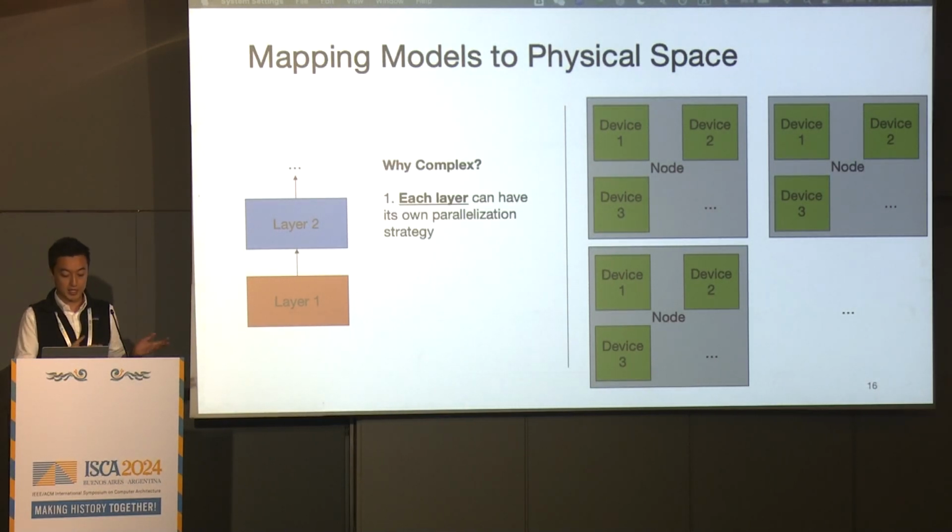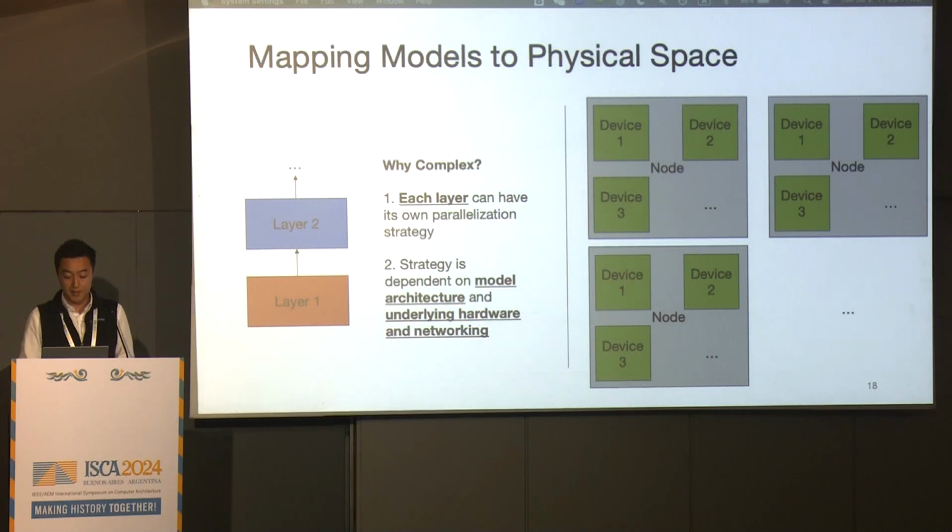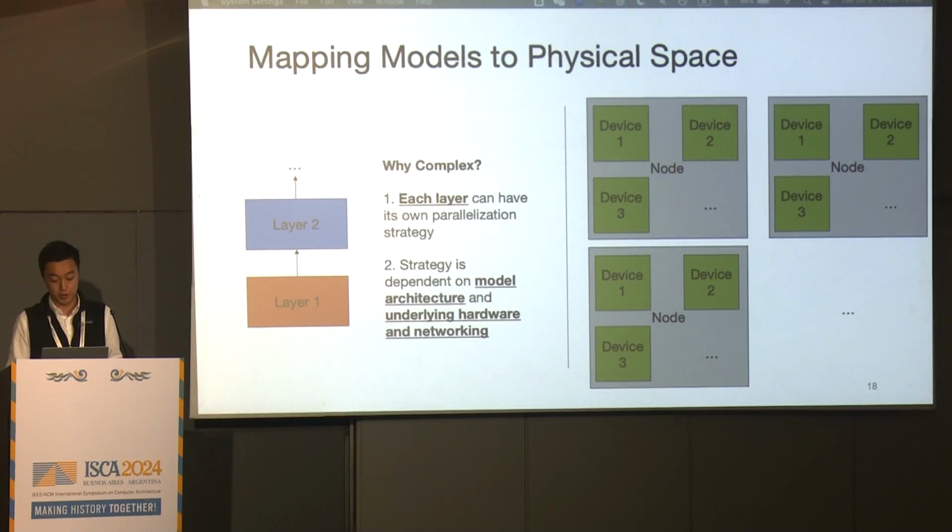As I said earlier, this mapping problem is quite complex for two reasons. Number one, each layer can have its own parallelization strategy. In this paper, we look into popular ones such as distributed data parallel, tensor parallel, fully sharded data parallel, and so forth. We also look into hierarchical versions of these. And the second reason is that the right strategy will depend on the system's capabilities and also the interactions between the algorithms and systems.